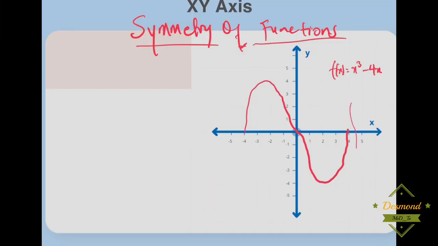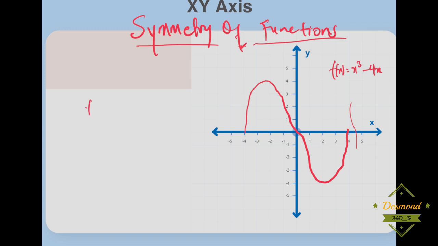In this video, we're going to talk about symmetry of functions. Now, the graphs of certain functions have symmetry properties that help us to understand the function and the shape of its graph. So we are going to consider two functions here and look at their graphs and shapes, right? So let's say I have these two functions here.